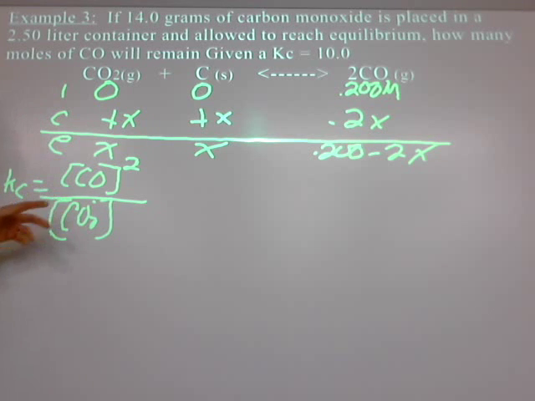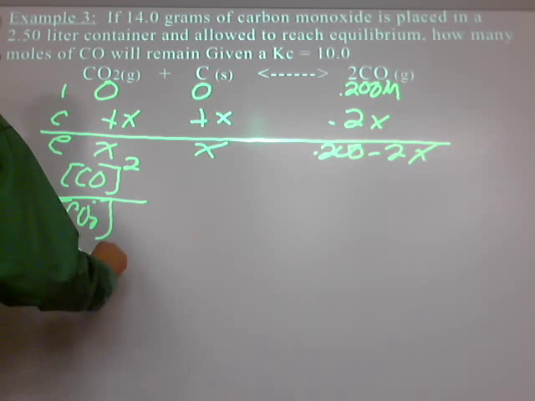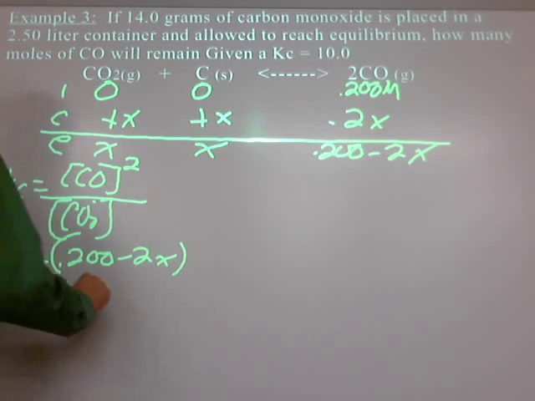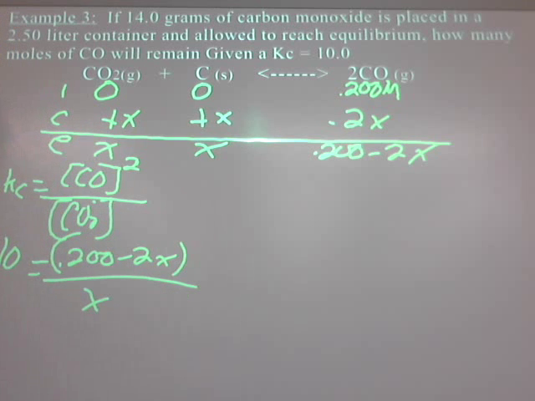All right, now let's throw our numbers in, and x's and stuff. We know Kc is 10. We know the CO is 0.200 minus 2x. We know CO2 is x. And we have to square that one as well, don't forget.